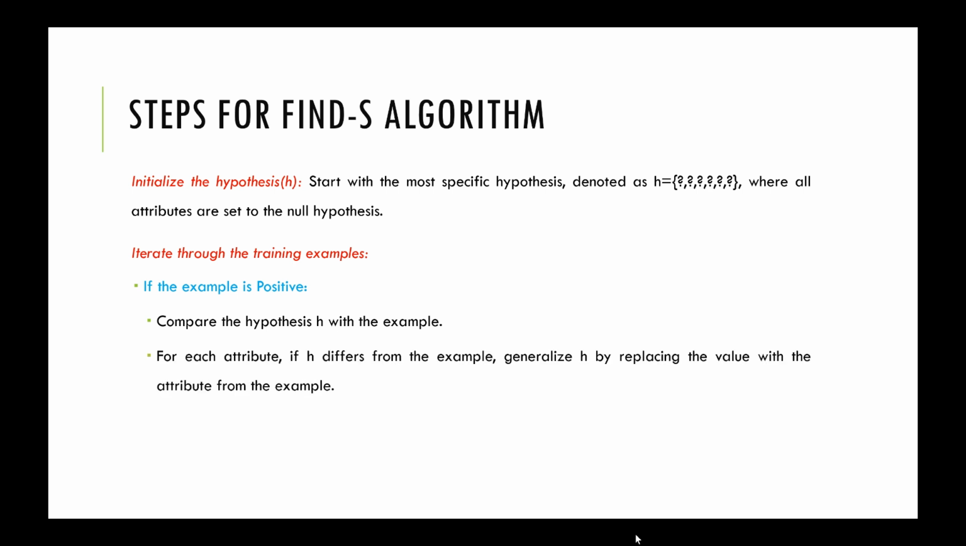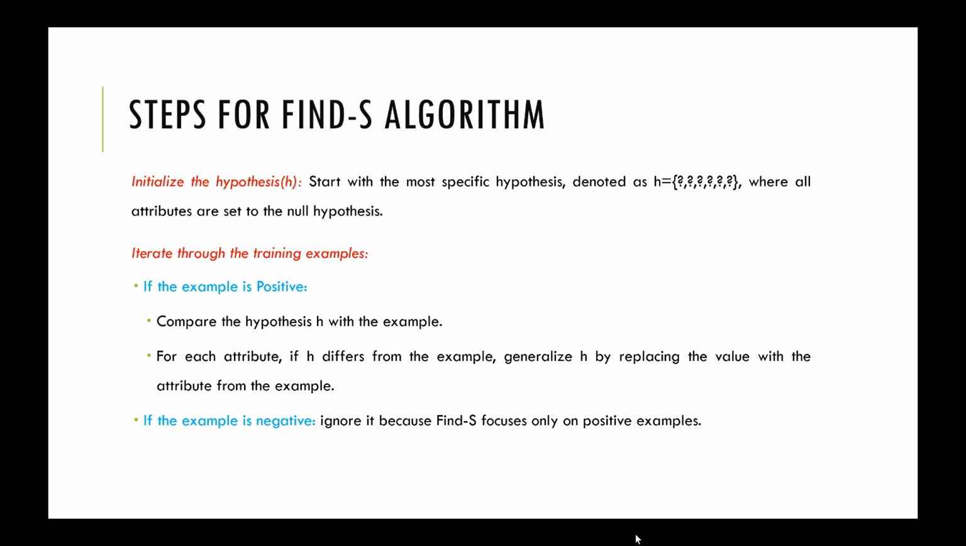For each iteration, if H differs from the example, generalize H by replacing the value with the attribute from the example. That is, if both target values are yes, we compare the previous one and the current one. Is there any change? At that time, we place the generalization with the question mark. If both are the same, we place the same value there.